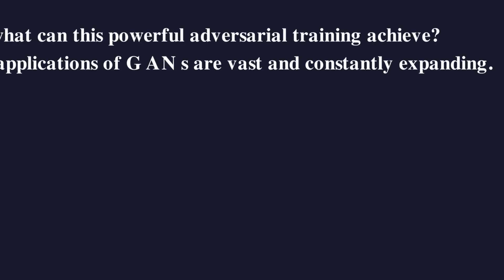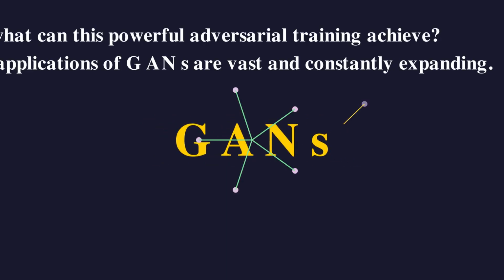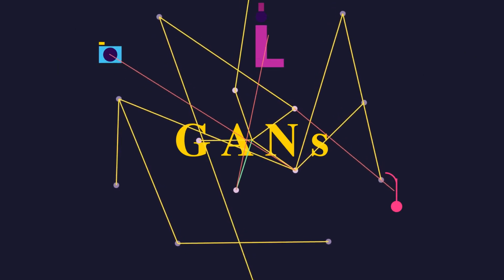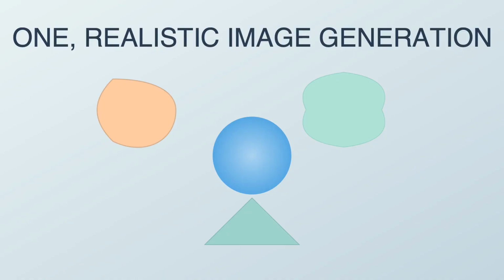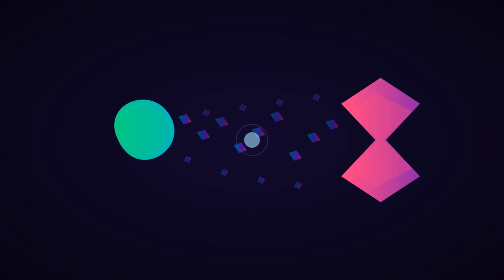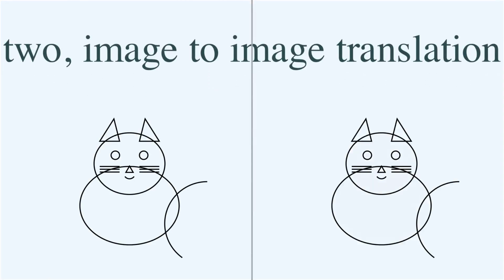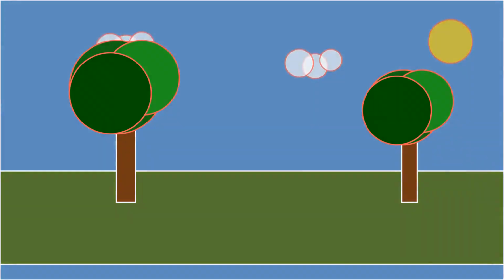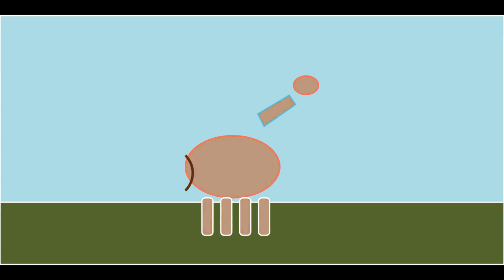So, what can this powerful adversarial training achieve? The applications of GANs are vast and constantly expanding. 1. Realistic image generation, the most famous use case. Generating incredibly lifelike faces, landscapes, animals, or objects that have never existed. 2. Image-to-image translation, transforming images from one domain to another. Think turning sketches into photorealistic images, or day scenes into night scenes, or even horse photos into zebra photos.